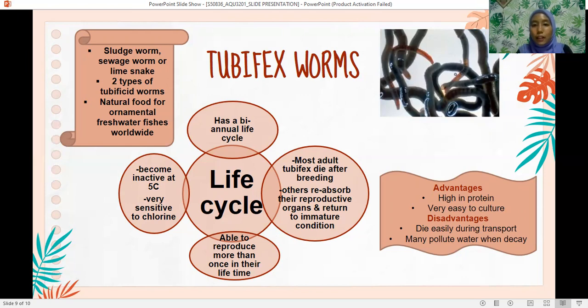Okay, the advantage of tubifex worm is that it is high in protein and very easy to culture. And for the disadvantage, it dies easily during transport and may pollute our water when it decays.